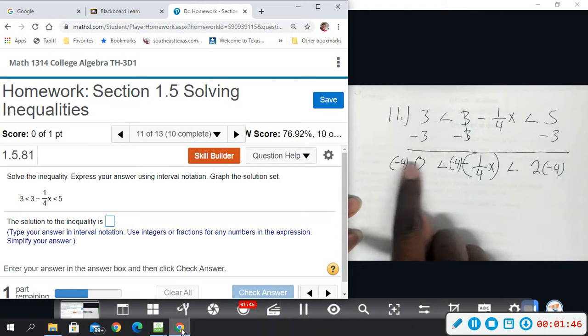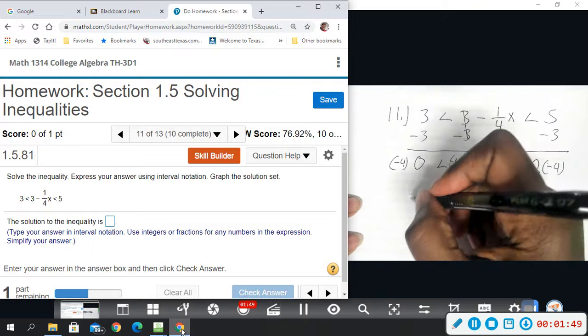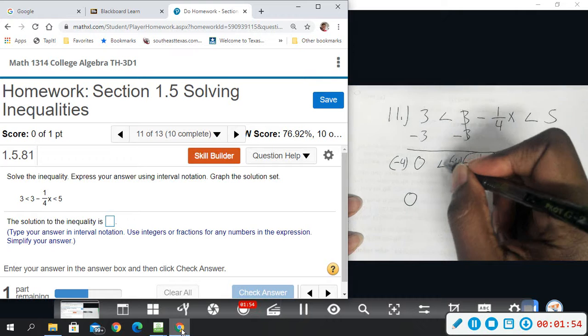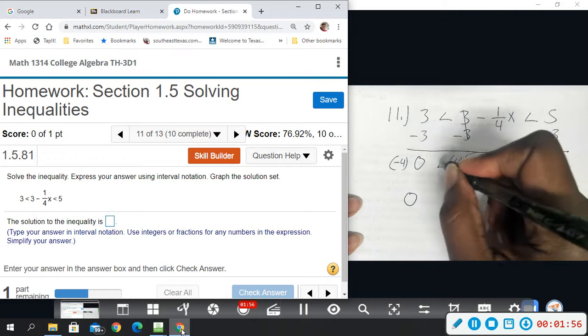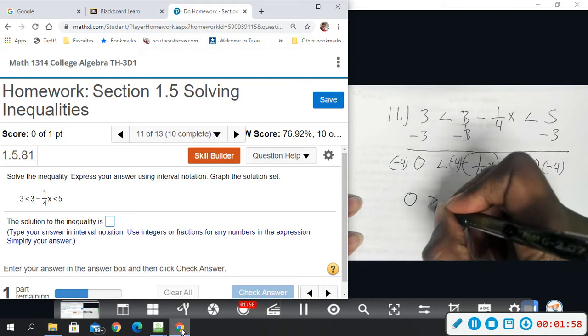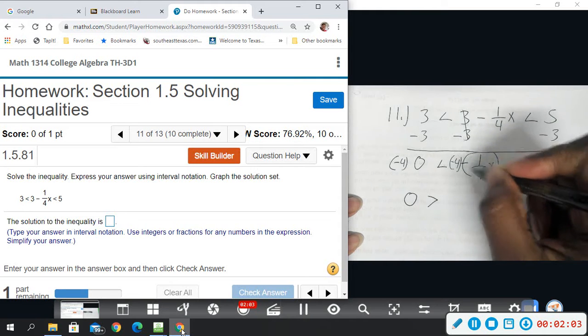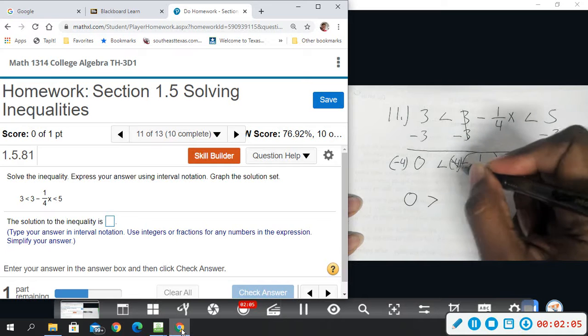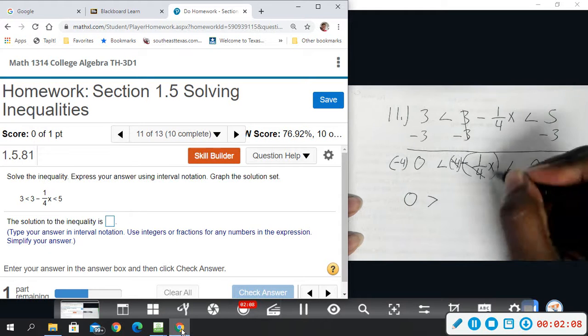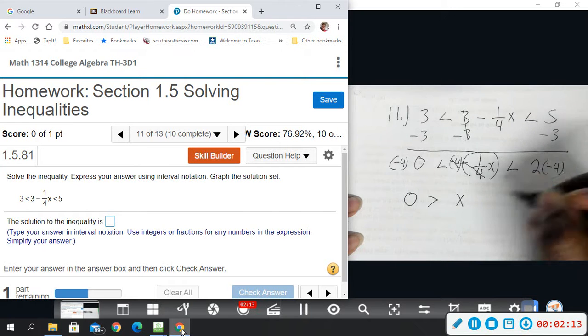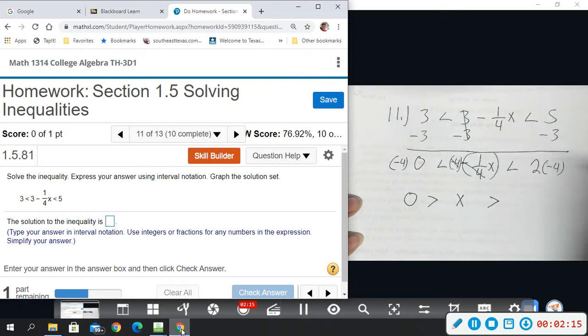Alright, so when we multiply negative 4 times 0, we still get 0. Since I multiply by a negative, just the same as dividing by a negative, my sign gets flipped. When I multiply this negative 4 by this division of negative 4, they will divide each other out, so we'll be left with just the 1x, or just x. And again, this sign also gets flipped. And then 2 times negative 4 gives us a negative 8.